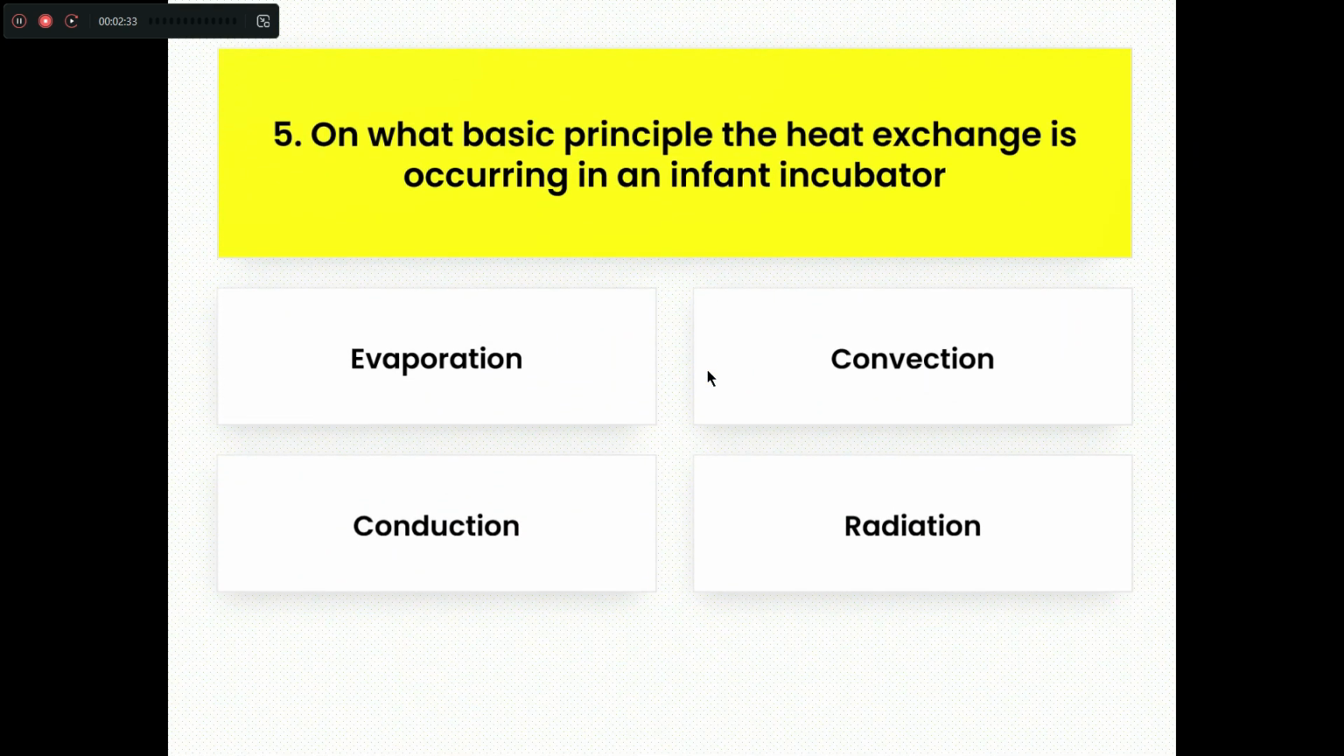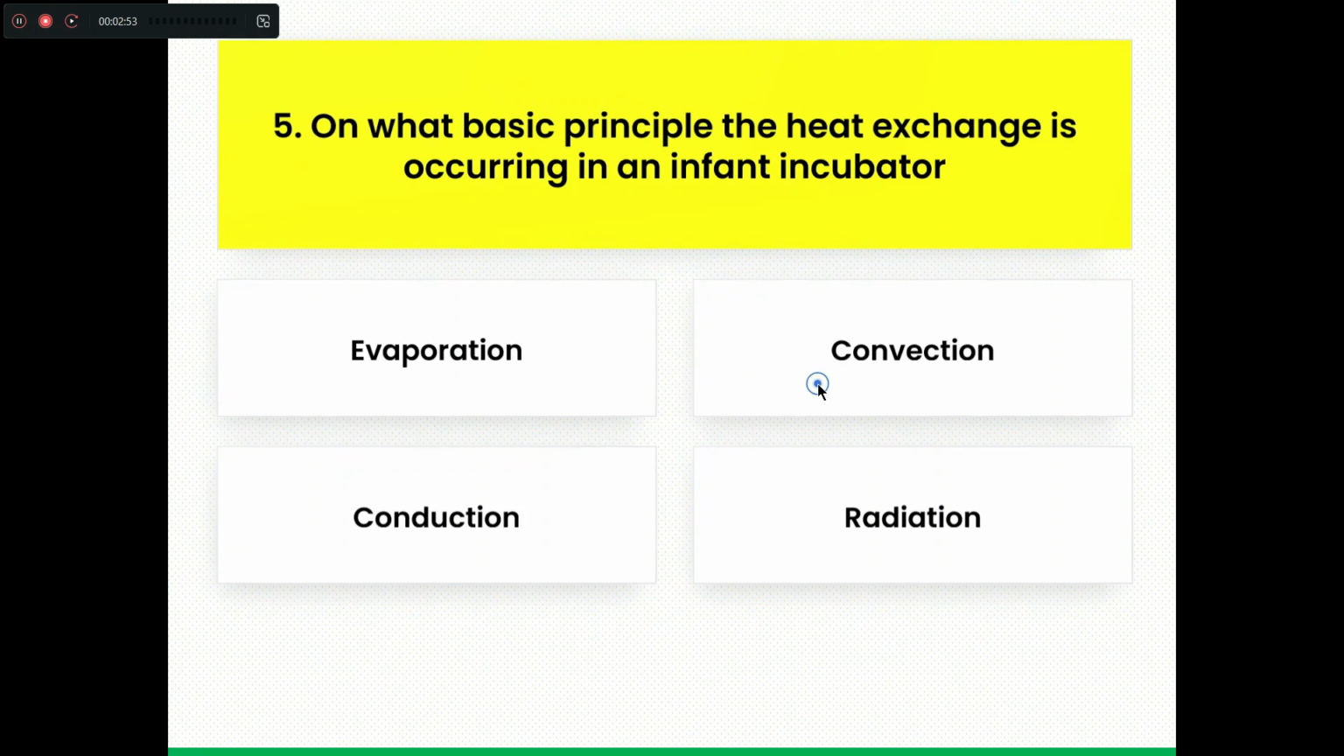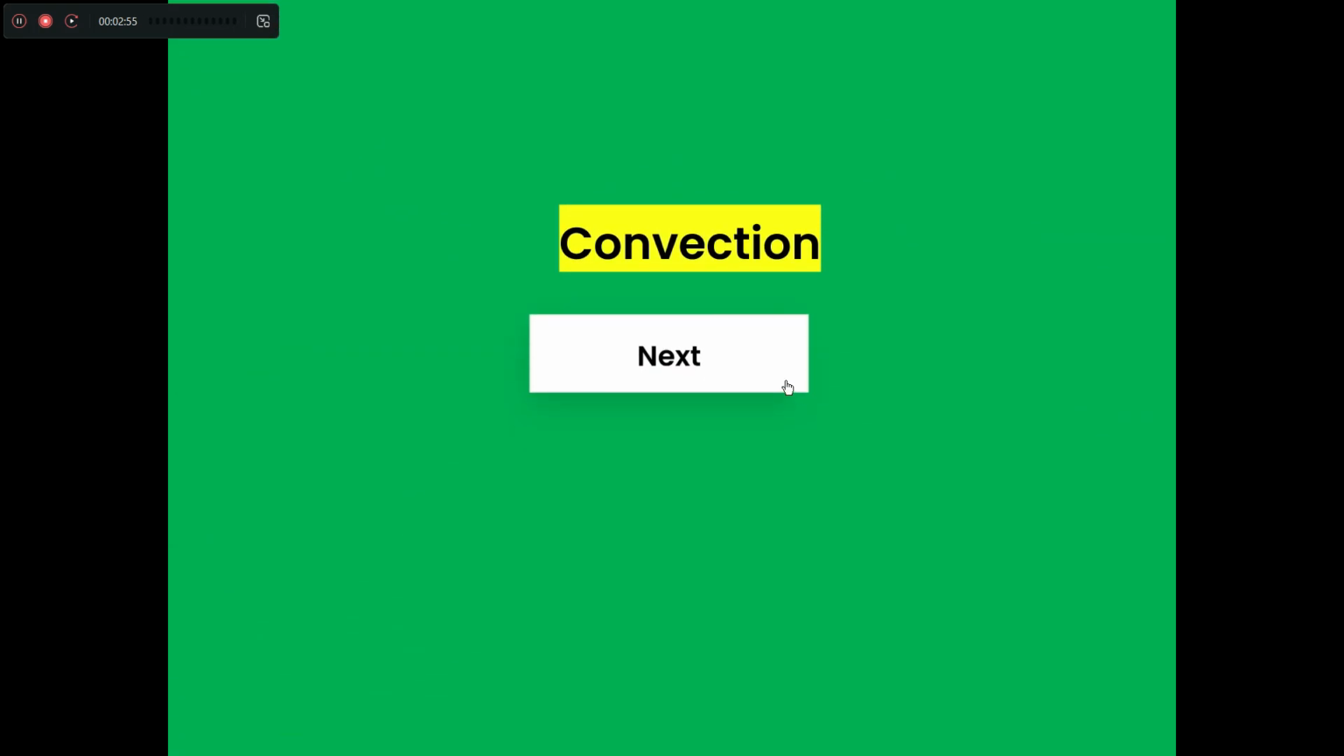On what basic principle is the heat exchange occurring in an infant incubator? Option A, evaporation, B, convection, C, conduction, D, radiation. The principle behind heat exchange in an incubator is convection. Option B, convection, is the right answer here.